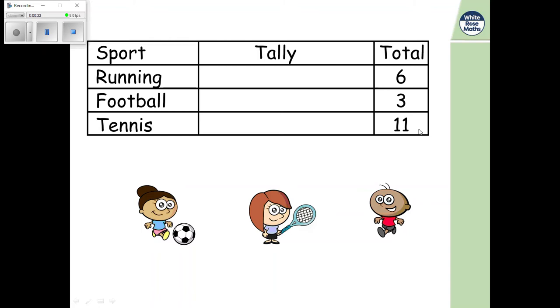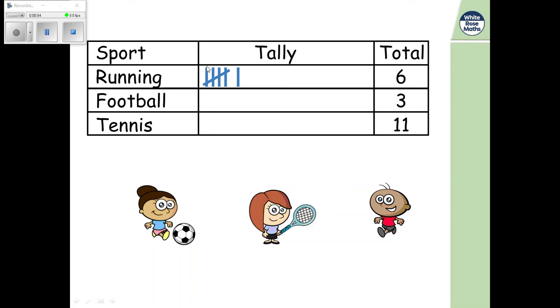So if you have drawn this chart at home, then I would like you to draw the tally of the 6 children that joined in for running, and the same for football, drawing a tally of 3, and then tennis as well. So pause here and have a little think and see if you got your tally chart right in a moment.